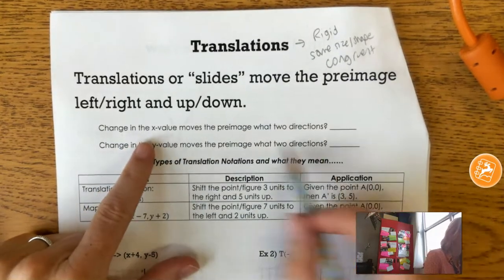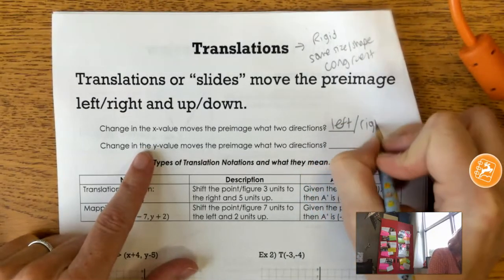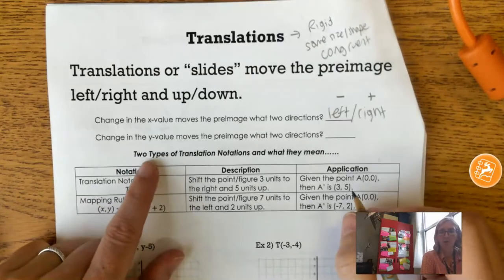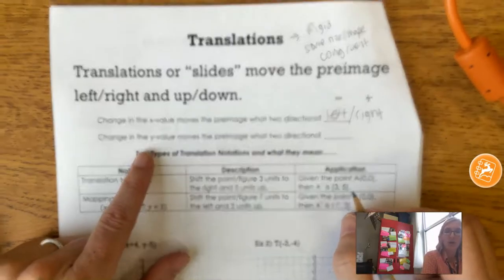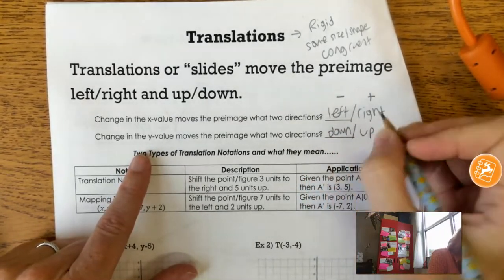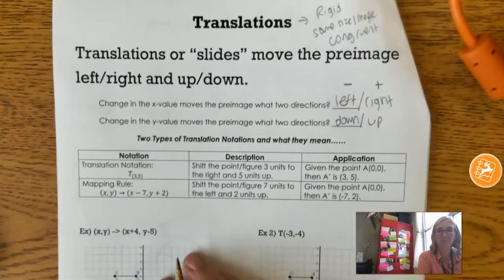A change in the x value can move the figure left or right. If it's a negative, you're going left. If it's a positive, you're going right. A change in the y value moves the figure down and up. If it's a negative, you're going down. If it's a positive, you're going up.